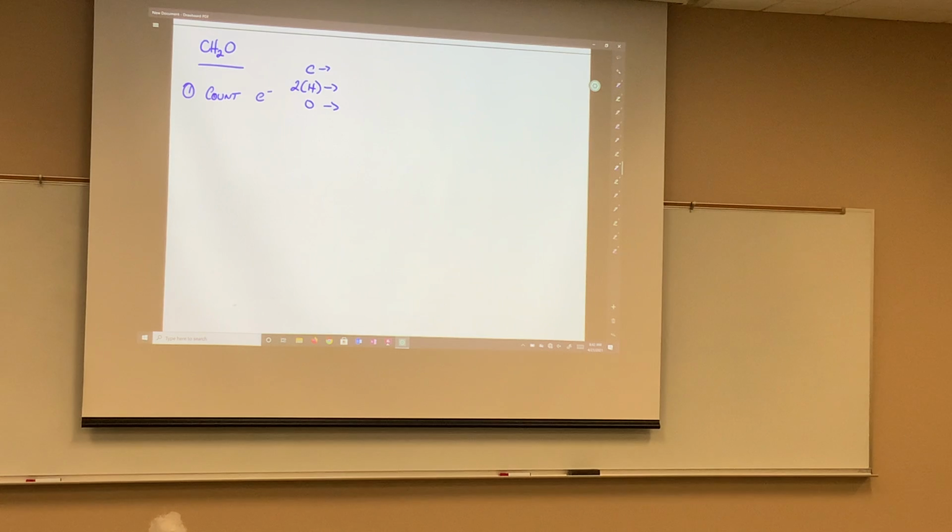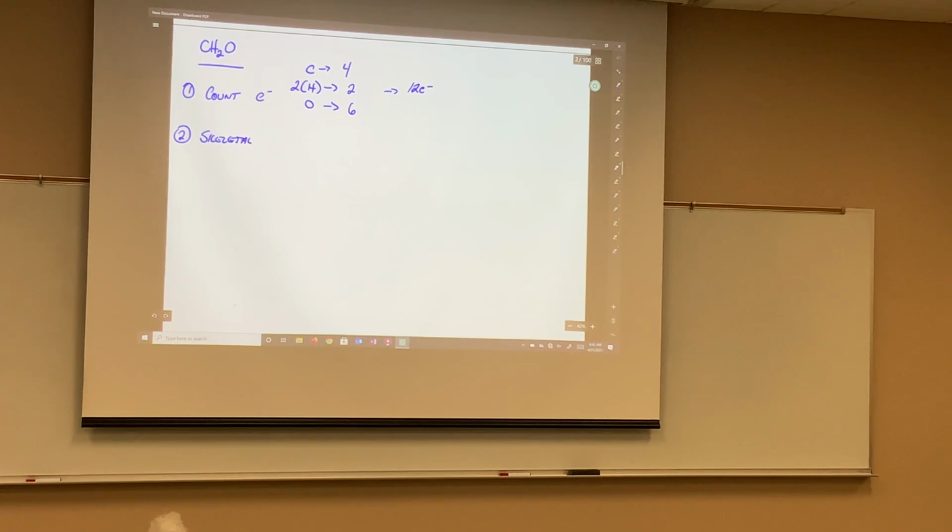Okay. So how many valence electrons does carbon have? 4, right? Each hydrogen has 1, so we got 2 from there. We got 6 from our oxygen. Fantastic. So we have a total of 12 electrons to work with, yes? Okay. Step 2.